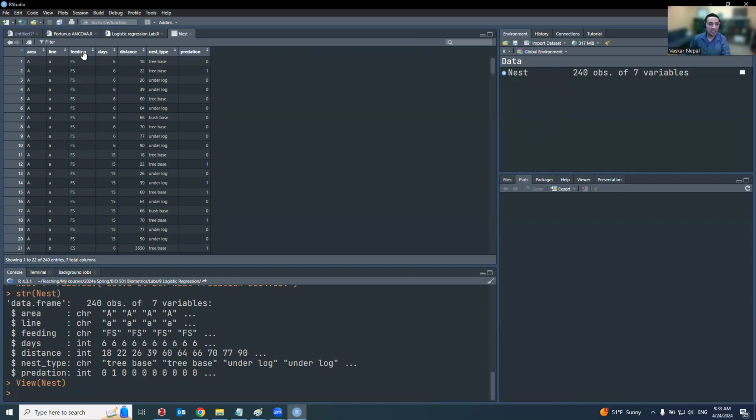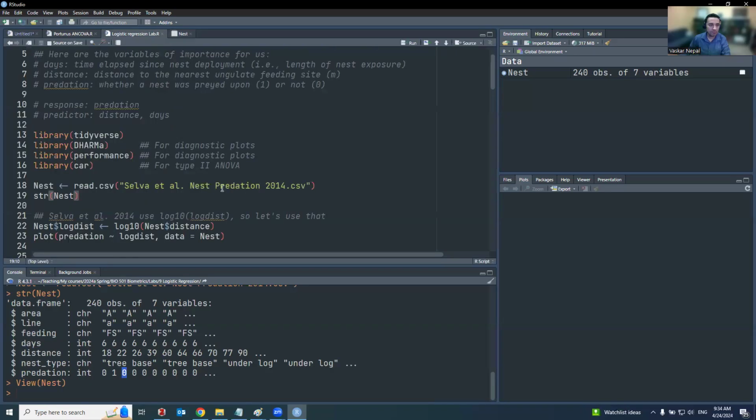Okay, so let's also look at this data in the usual spreadsheet format. So area, line, feeding, days, distance, nest type, and predation. Note that predation is coded as an integer, ones and zeros. 1 means the nest was preyed upon. 0 means it was not preyed upon. And then there are nest types where they put them under a log or in the bush or tree or something like that. And then the distance, and then days, how long after they check or something like that.